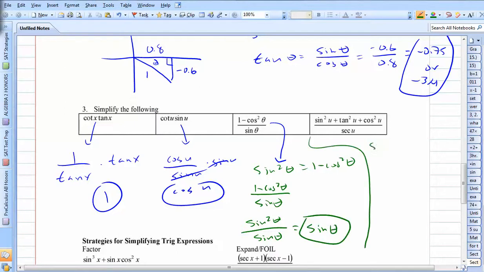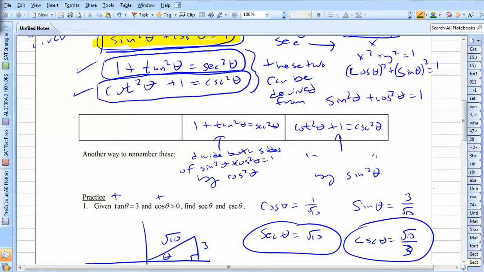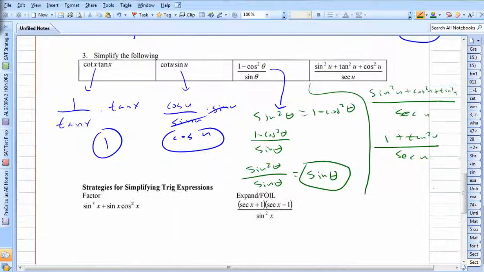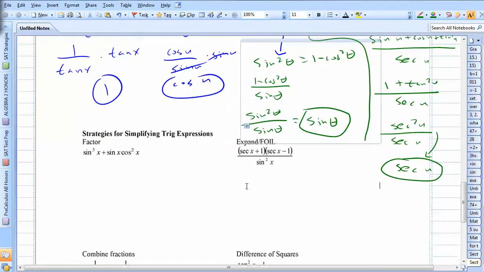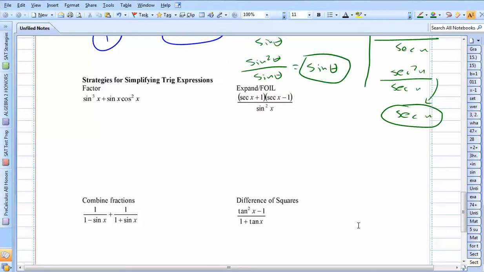And then up top, if we rearrange some things, sine squared u plus cosine squared u plus tan squared u over secant u. Well, sine squared plus cosine squared is 1. You get 1 plus tan squared u over secant u. And then using our identities from up above, 1 plus tan squared is secant squared, so you can substitute secant squared u over secant u, and that just gets us secant u. So you'll see some practice problems like that as well. Just some strategies to keep in mind when you're simplifying trig expressions.